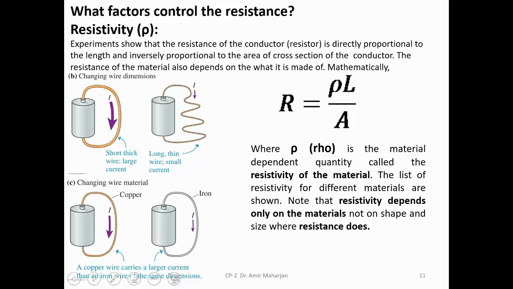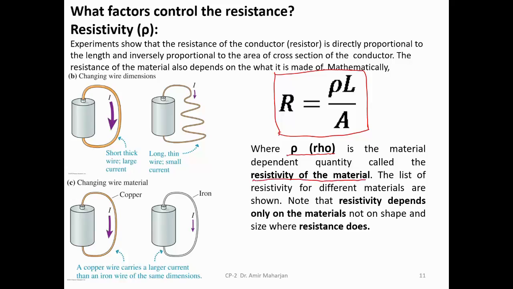The next question is, what factors control the resistance of the given material? Here's the empirical formula, just from experimentation. The resistance of any material depends on these three quantities. One is rho. This Greek letter rho is a material-dependent quantity. Different materials have different constants. This is called the resistivity of the material.